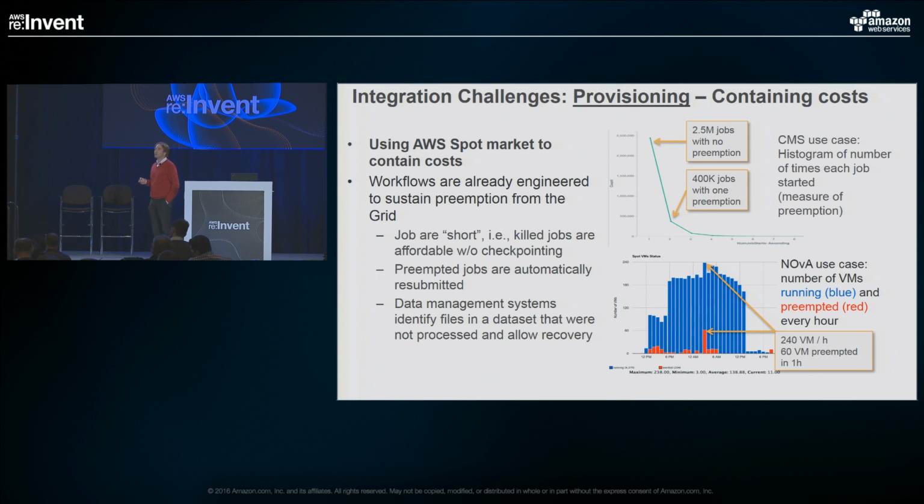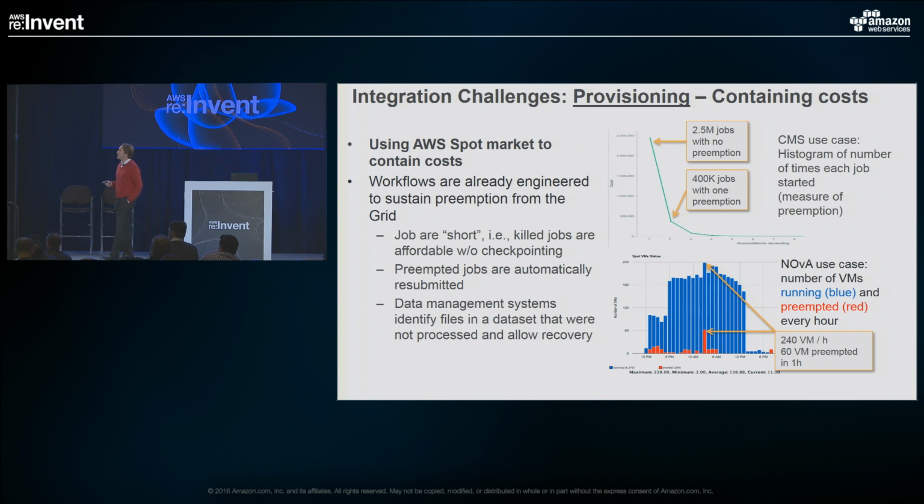Of course, you need to do this while containing costs. In this example, we ran about 3 million jobs for the CMS use case. When you think about containing cost, Amazon provides a great way of doing that through the spot market that Nathan was discussing before. But you need to be sure that your workflows and applications can sustain an interruption of service, a preemption.